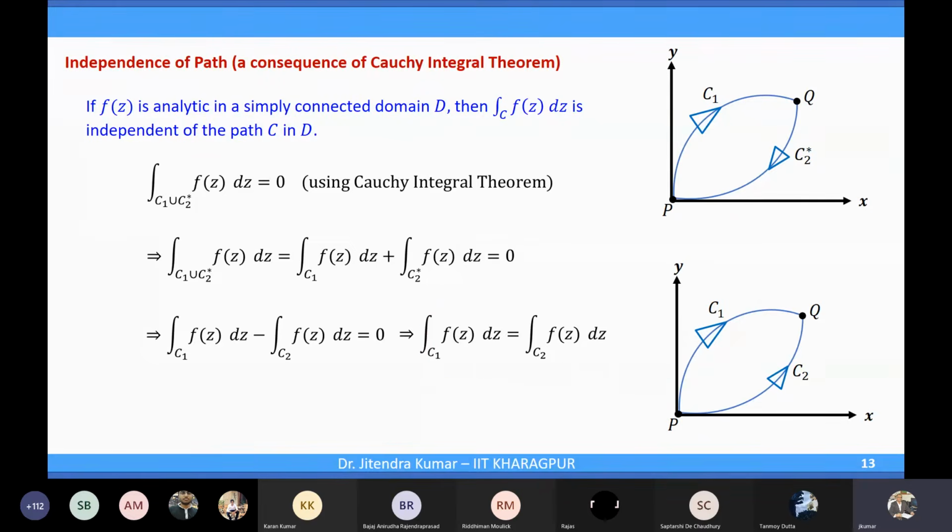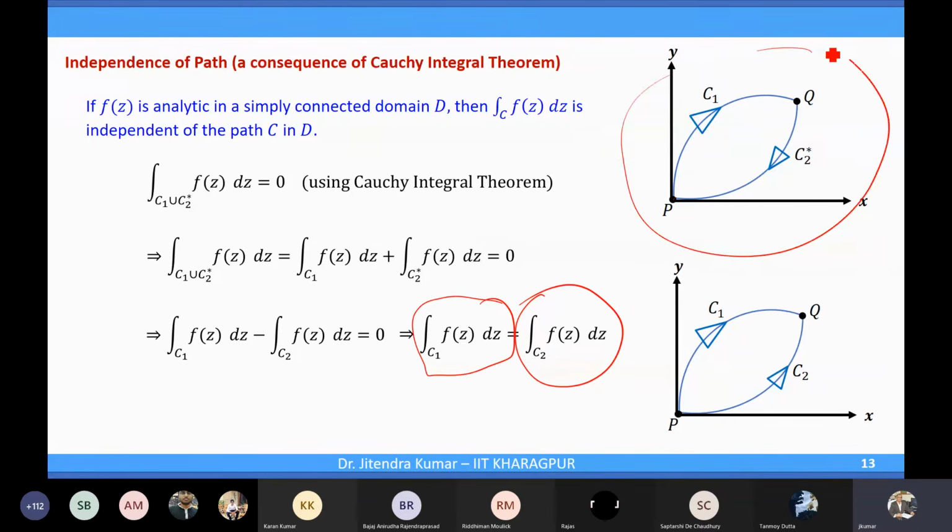So there was no specific C1 and C2; they were taken as arbitrary C1 and C2. The values are the same whether you take the integral over C1 or C2. So this shows the independence of path. Whenever you have a domain which is simply connected and f(z) is analytic in that domain, then those points P and Q matter, not the curve.